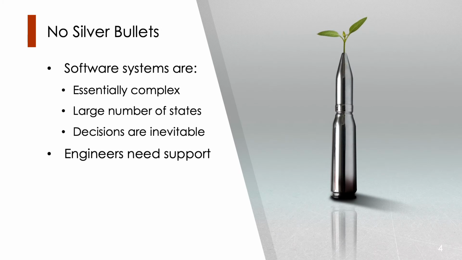Now, another important thing is that there are really no silver bullets when you're thinking about the software system. These software systems are essentially complex, meaning that they have to accomplish all the requirements that are defined for them. Usually that means that they have a large number of states, and for that reason, making decisions is going to be inevitable throughout this process, and that is why engineers need support.